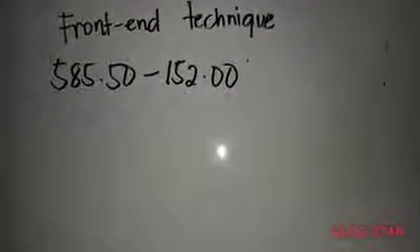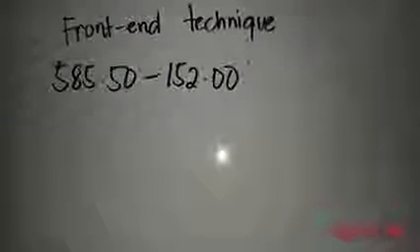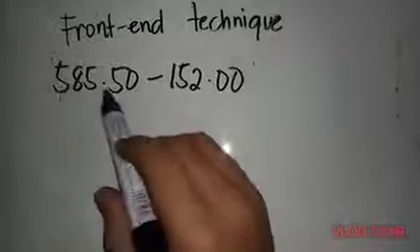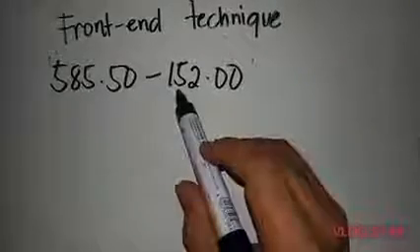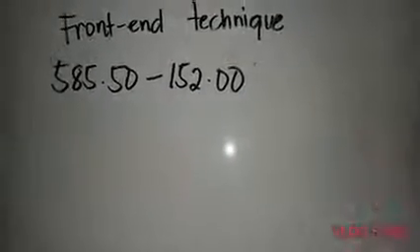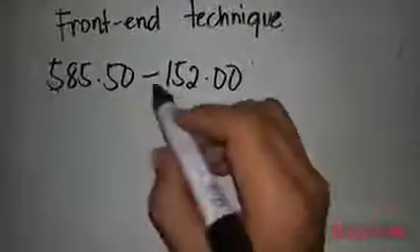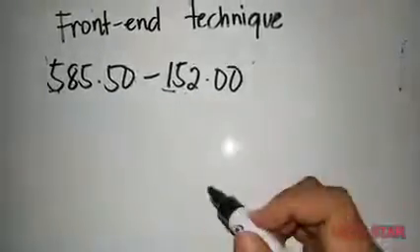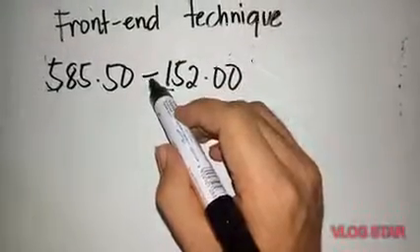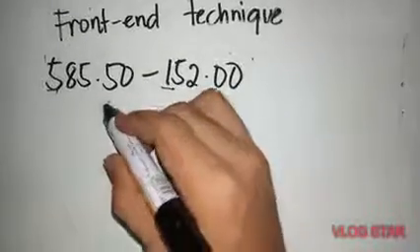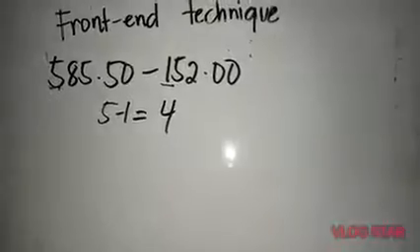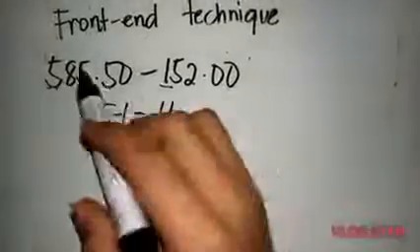Next is let's use the front end technique in subtracting. Okay. So 585.50 minus 152.00. First is underline the front digits, so 5 and 1. Then next, since our operation is subtraction, then 5 minus 1 is equal to 4. So just set aside that one.